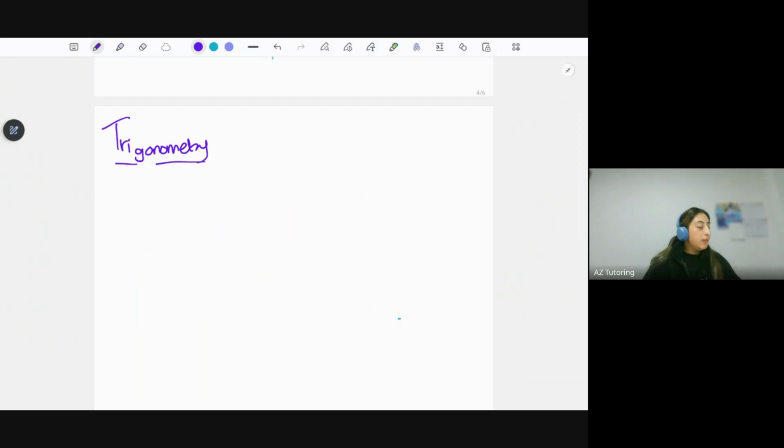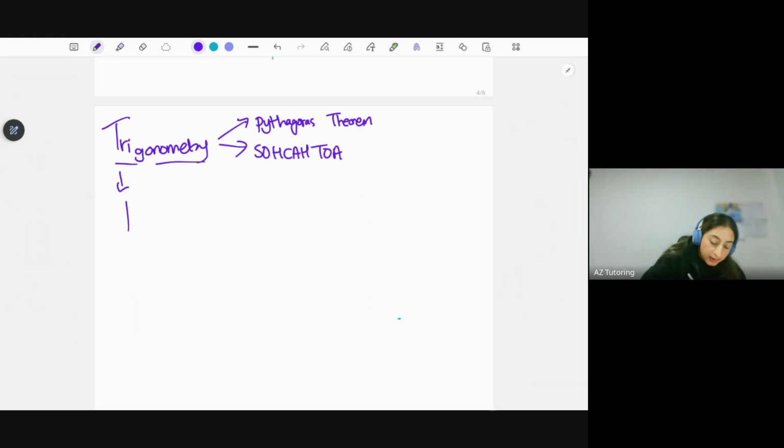So let's go over what trigonometry is. Trigonometry covers Pythagoras' theorem and SOHCAHTOA. So they're the two topics that we're going to be covering. Trigonometry is to do with right angle triangles. So for both of them, you have to have a right angle triangle. It just depends, so we'll go over in detail what each of them asks for. To do Pythagoras' theorem and to do SOHCAHTOA, it needs to be a right angle triangle.